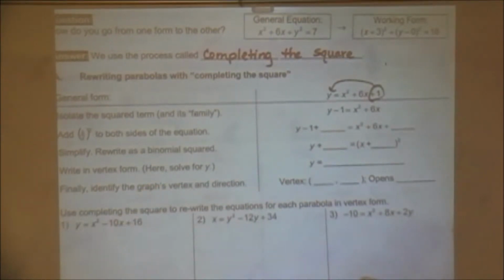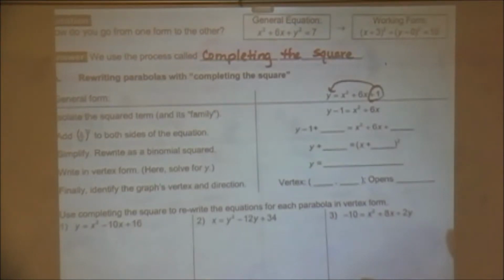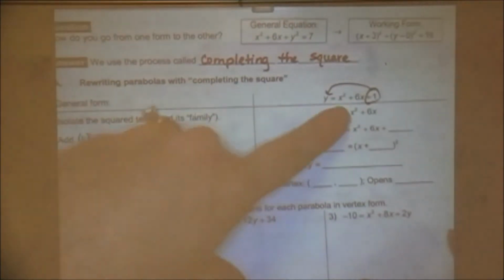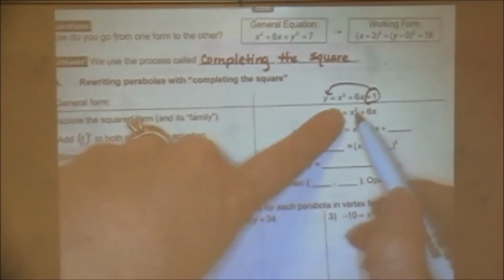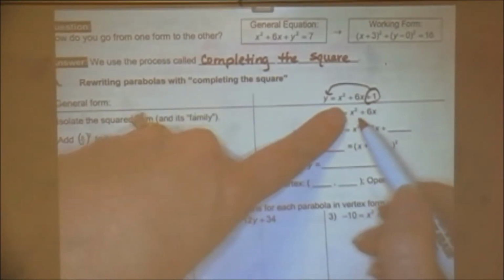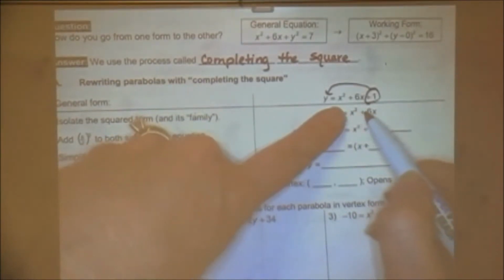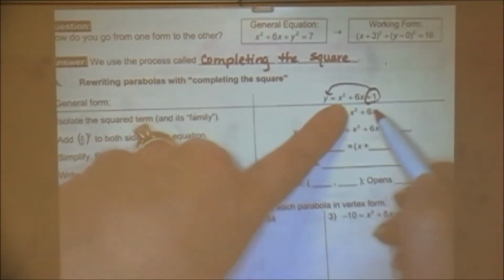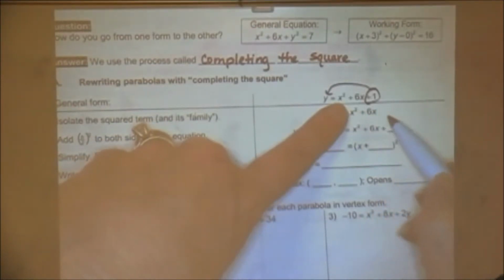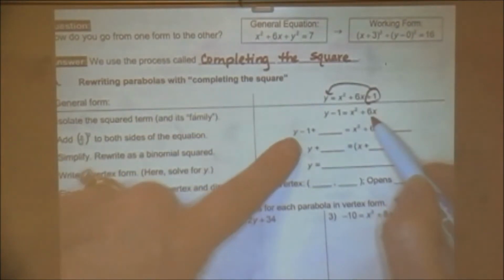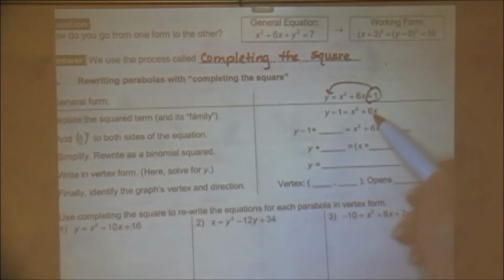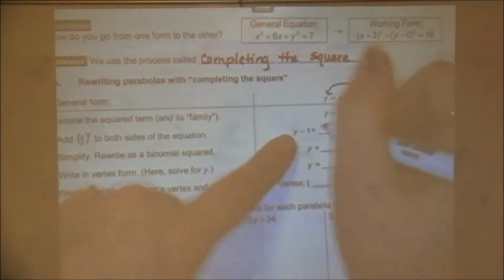Now at this point, you need to make sure that the coefficient in front of your squared value is 1. And mine is. I just have x squared, so the coefficient is 1. It might not be, but this time it is. Once you've done that, you're going to find your b value. You guys remember doing that? b is always the coefficient of the not squared value. So b is 6. I take that b value, half it, and get 3. Then square it, and get 9, and add it to both sides. So I'm going to add 9 and add 9.